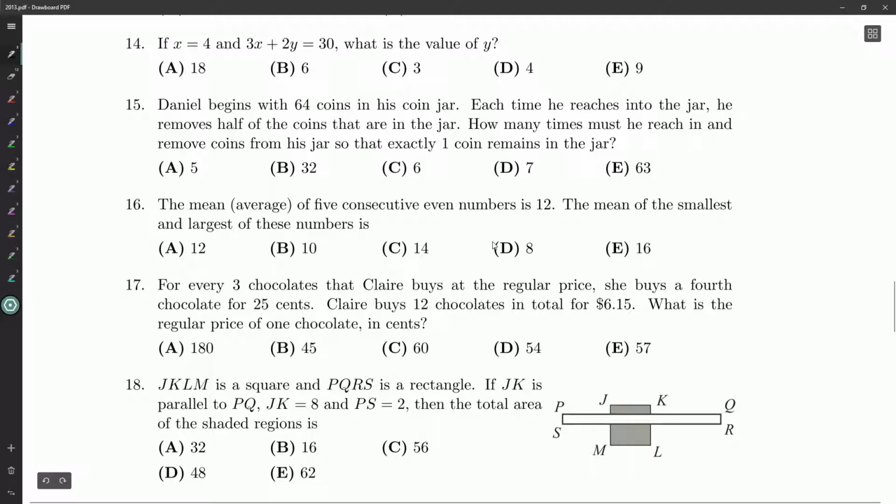We're looking in this video at question number 16 on our 2013 grade 7 math contest. The mean, or average, of 5 consecutive even numbers is 12. The mean of the smallest and largest of these numbers is... Okay, so what do they mean by consecutive even numbers?